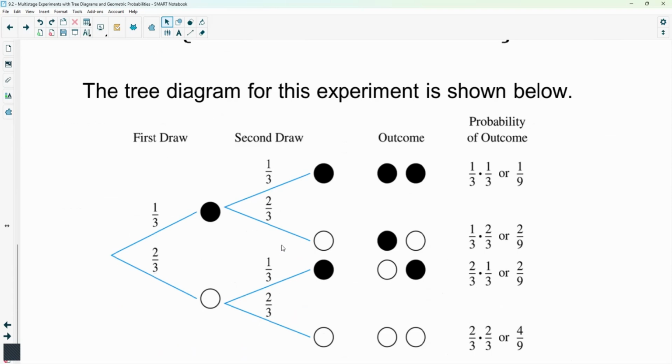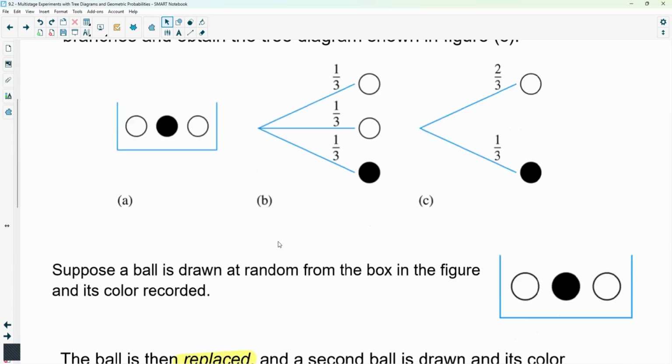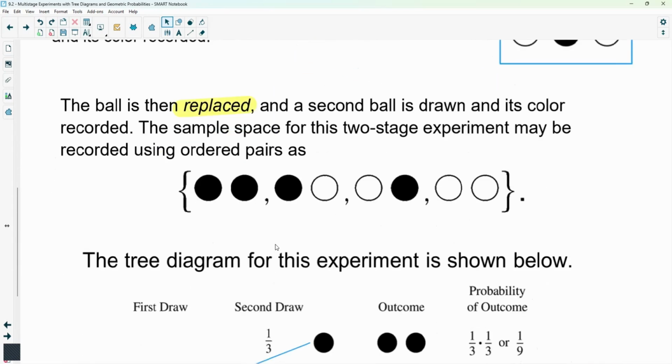And then the second drawing. Now, it is going to be very important that you read what they are doing once they take the first one out. In this specific case, they are replacing it.